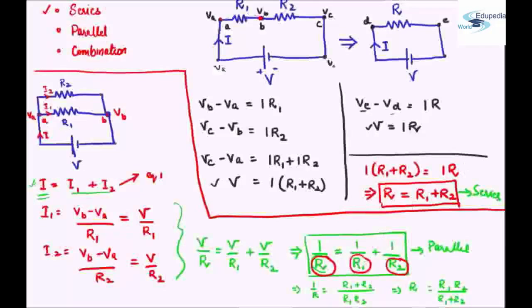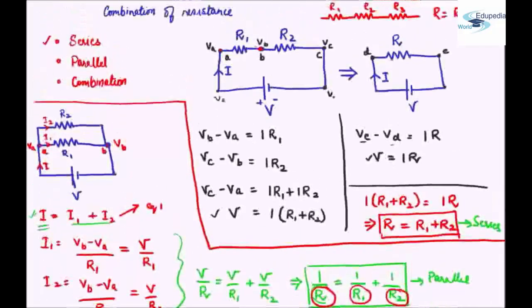Let's see both parallel and series and compare them once. In series, the current was uniform throughout. In parallel, the current breaks out. In series, there were individual potential drops, but in parallel there is the same potential drop. In series, the resistances add up and become larger. In parallel, on adding up resistances, they actually become smaller. Okay, so this should give you an idea about both series and parallel resistance.